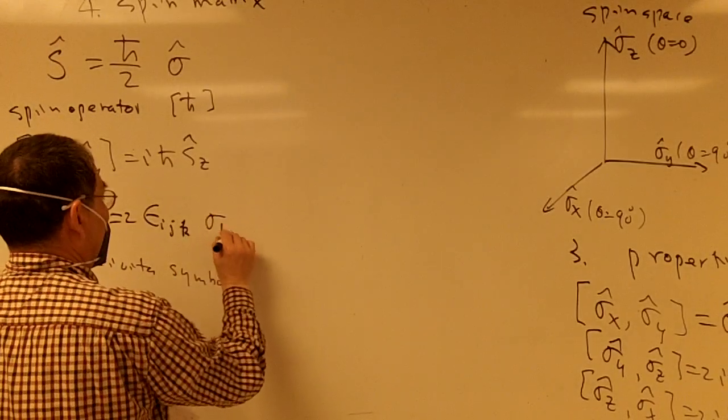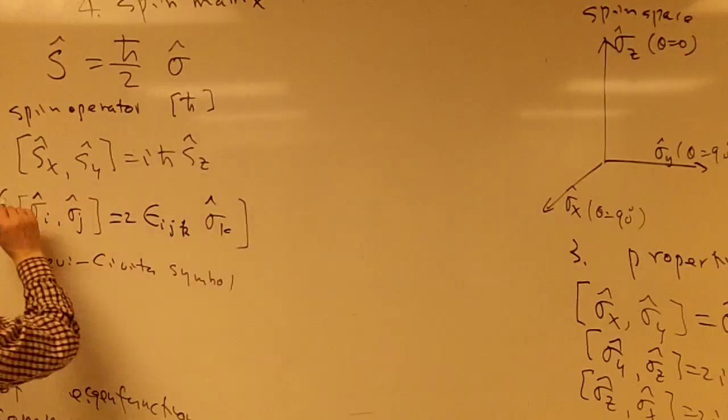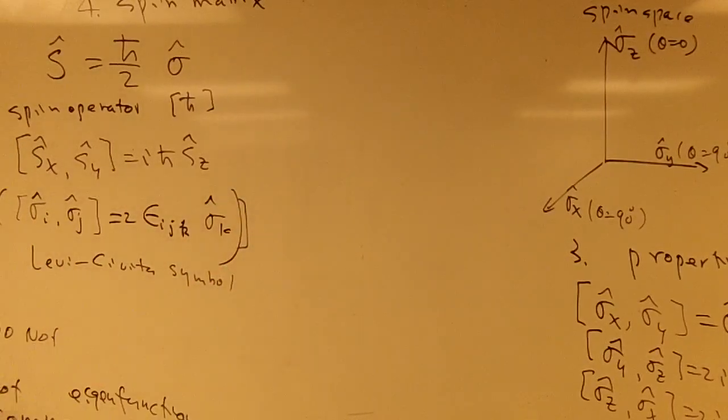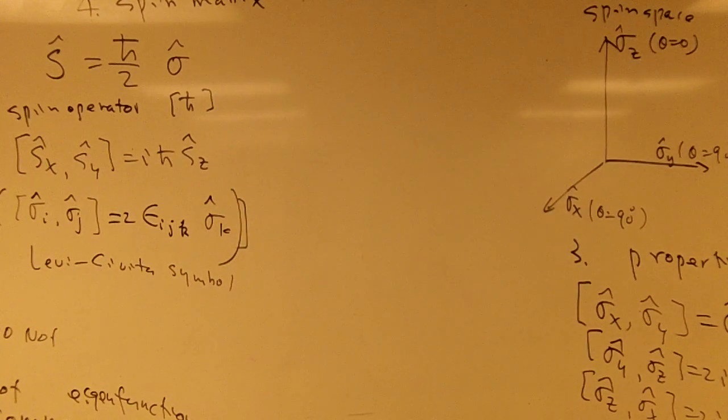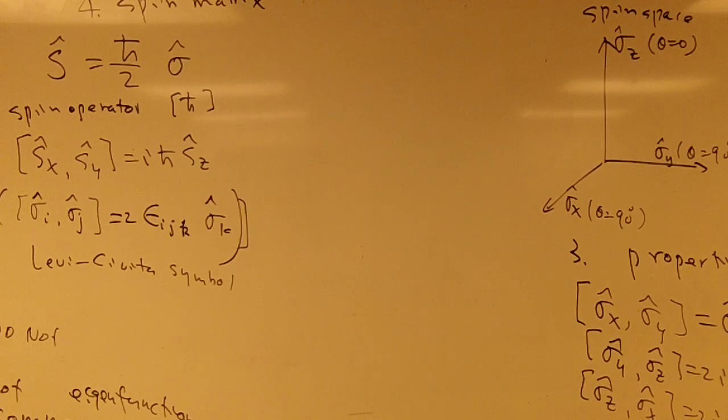And this is just a side remark, not the most important. Just giving you a side remark. This is called the Levi-Civita symbol, which we have. Okay, so this is the sort of relationship we have.